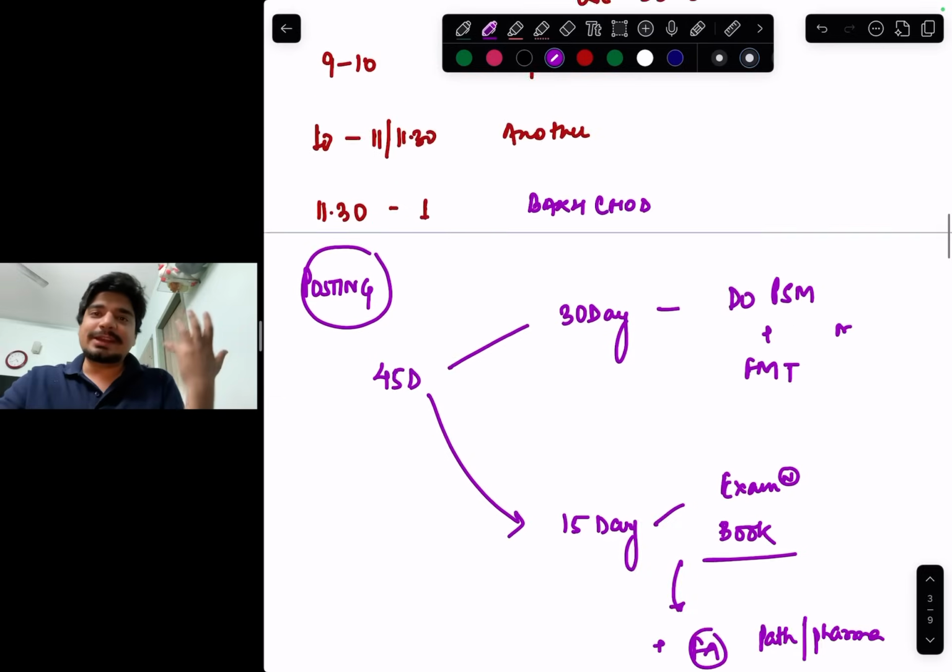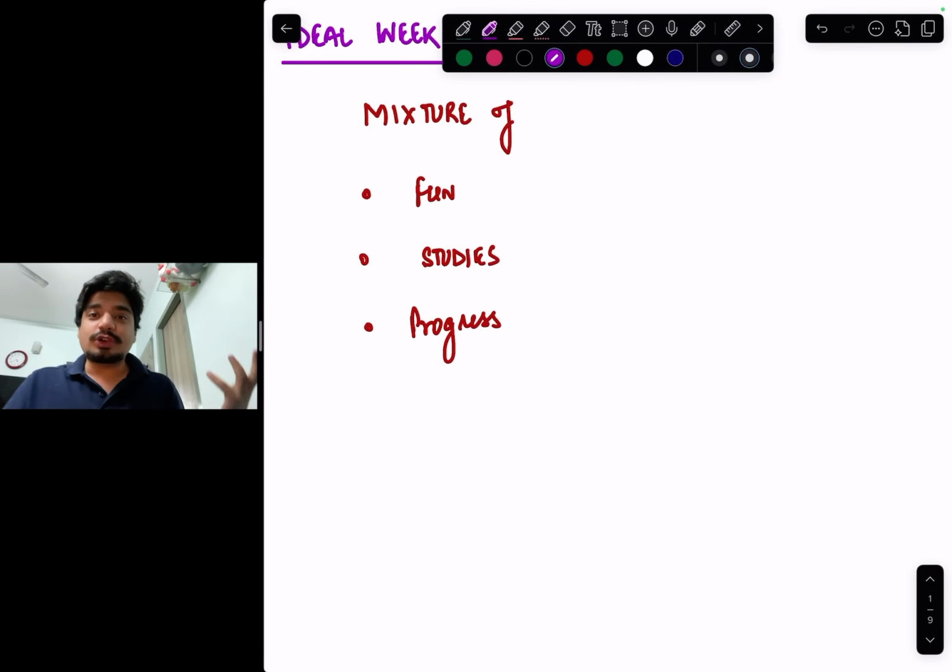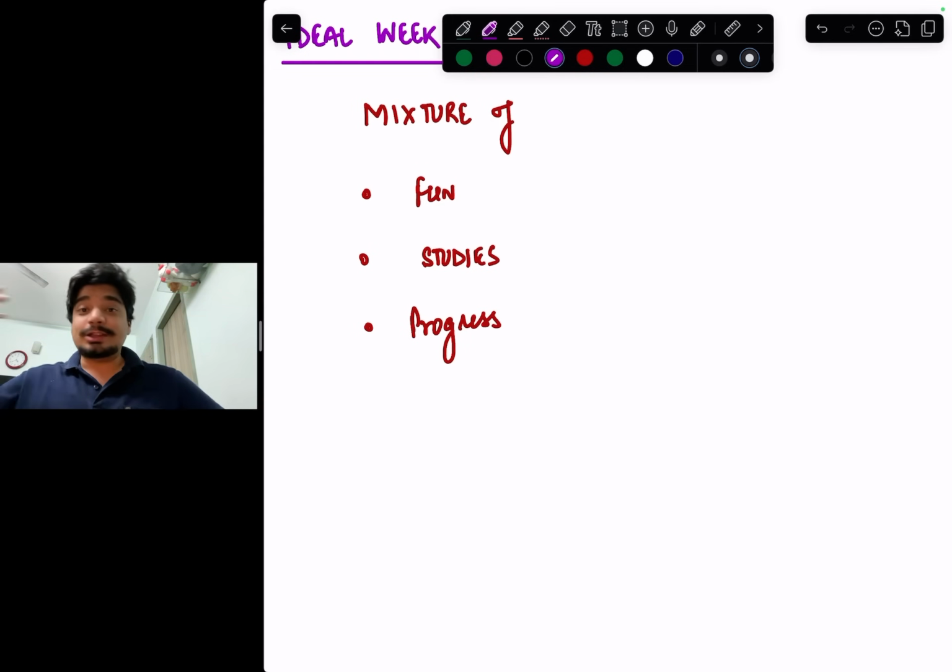So this is how an ideal week and month should look. Prioritize both fun and studies. Have a creative outlet, which can be any social media platform, or other extracurriculars like quizzes, fests, whatever you want to call it. But do have a balance, because mental health is as important as physical health.